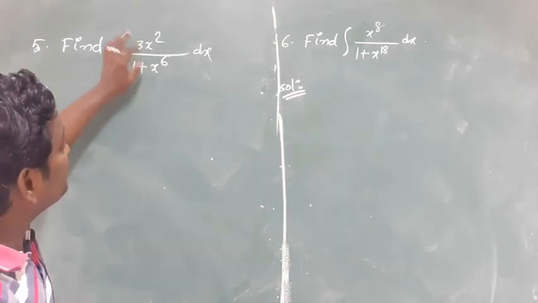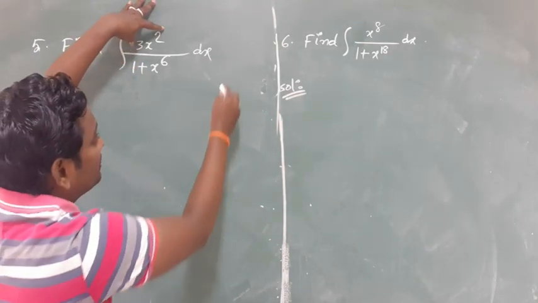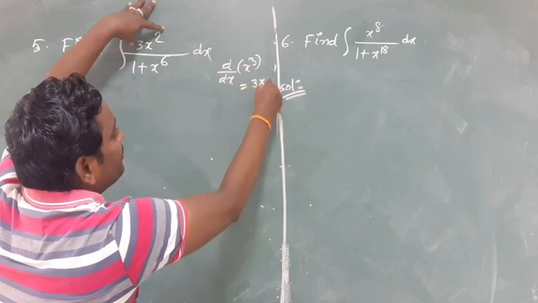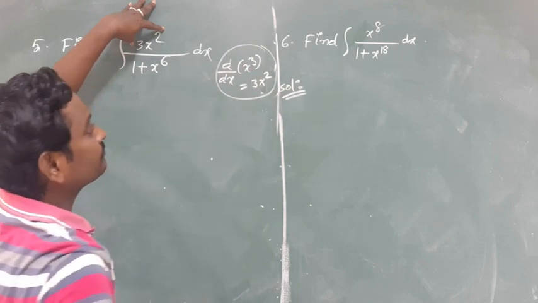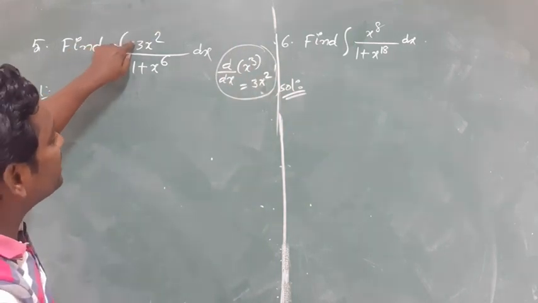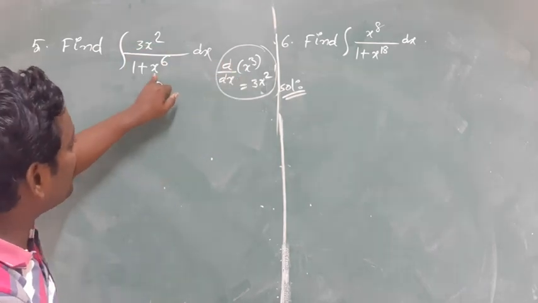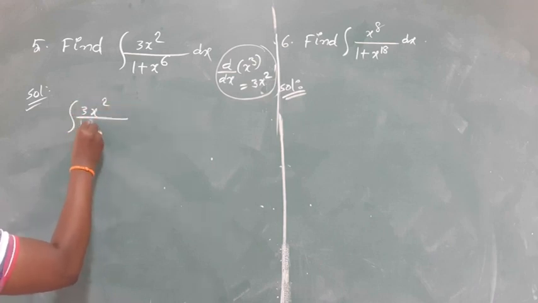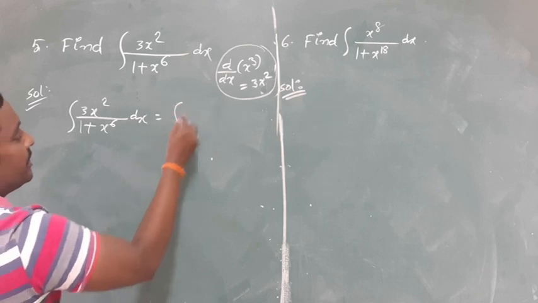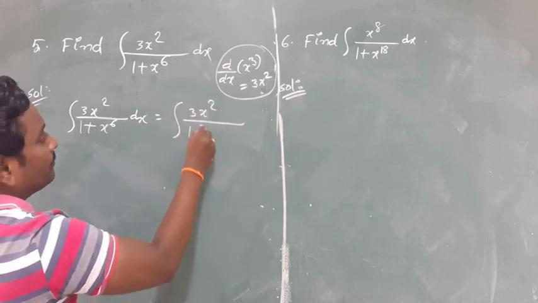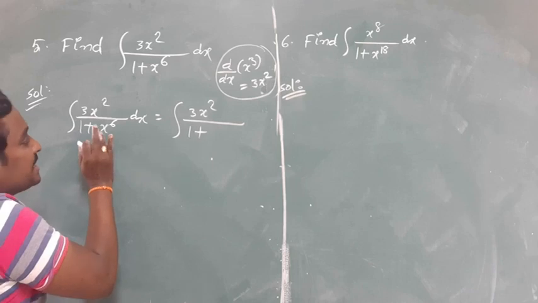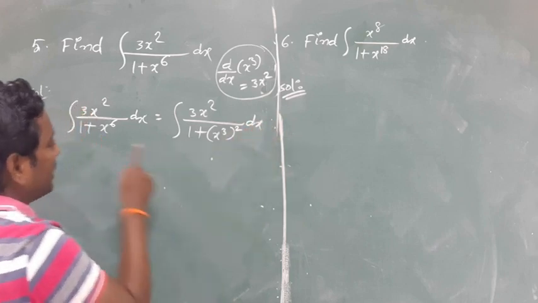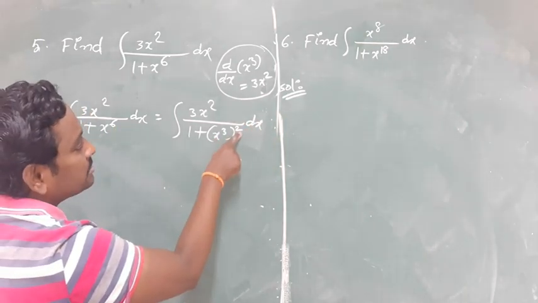Okay. We are observing that 3x square is the derivative of x cube. What is the derivative of x cube? 3x square. So the numerator is the derivative of the term x cube. That's why in the denominator, x power 6 can be written in the combination of x cube. That's why x cube whole square. So x power 6 can be written as x cube whole square dx.